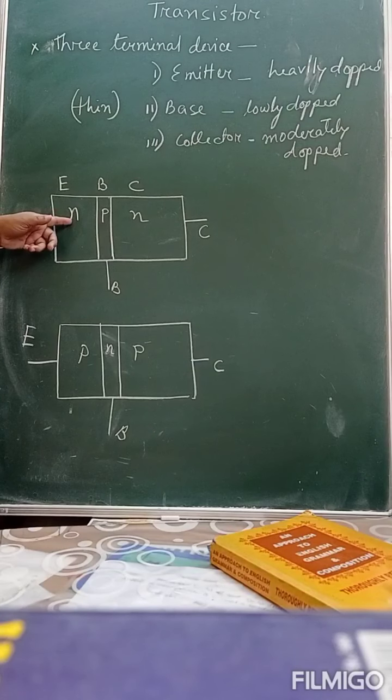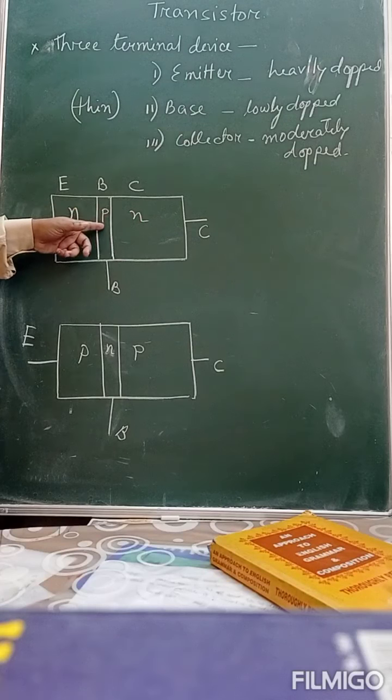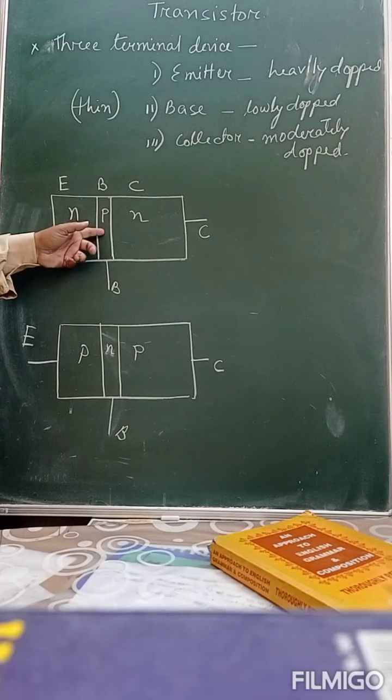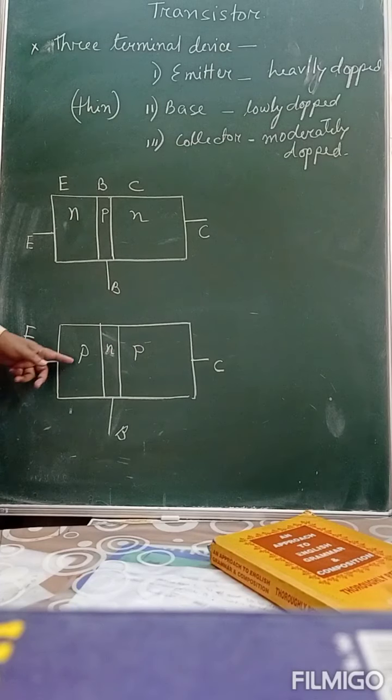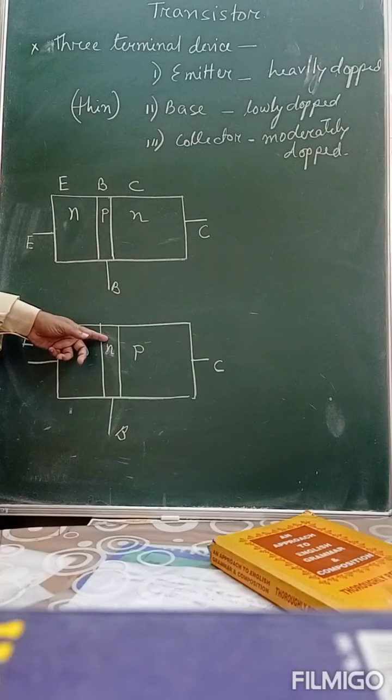Here, pentavalent impurity is highly added. Here, pentavalent impurity is moderately added. And here, trivalent impurity is very lowly added. Say, 100% doping is done, 70% doping is done, only 10% doping is done here. So in PNP transistor, emitter is P type, so heavily trivalent impurity is added, moderately trivalent impurity is added, and very lowly pentavalent impurity is added.